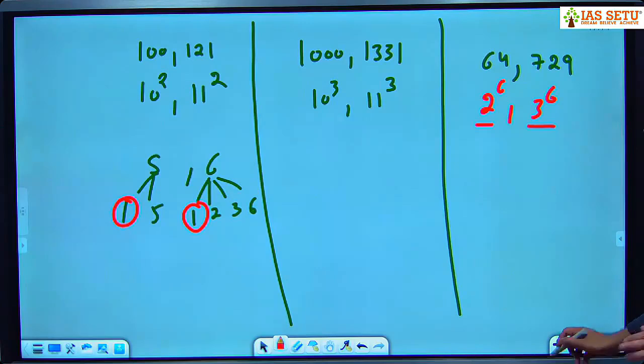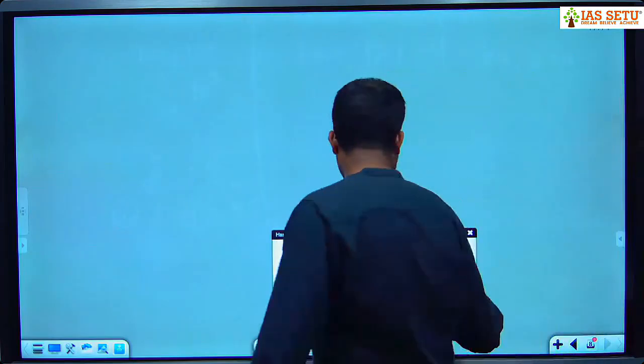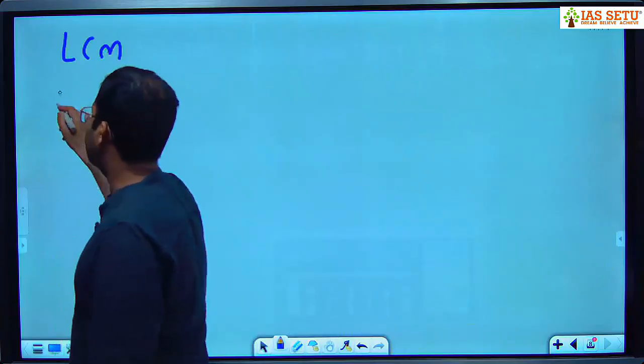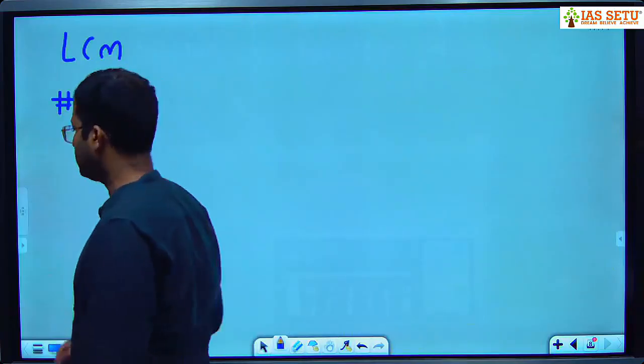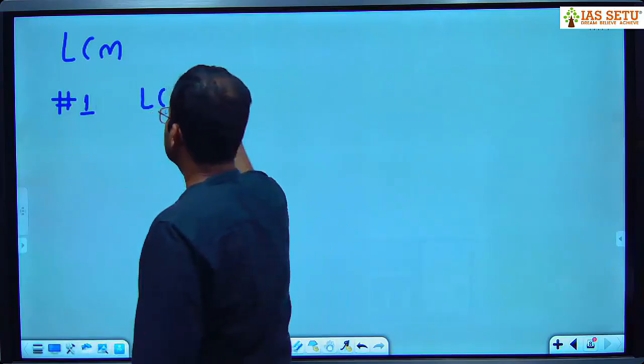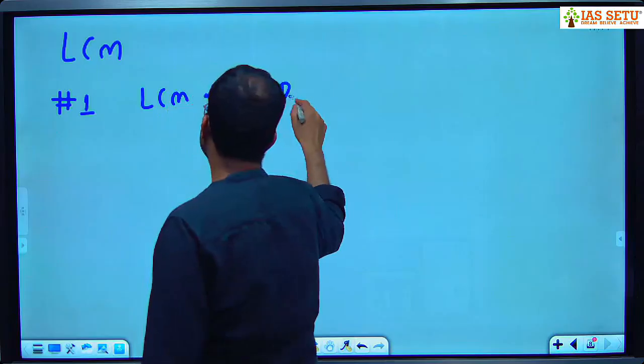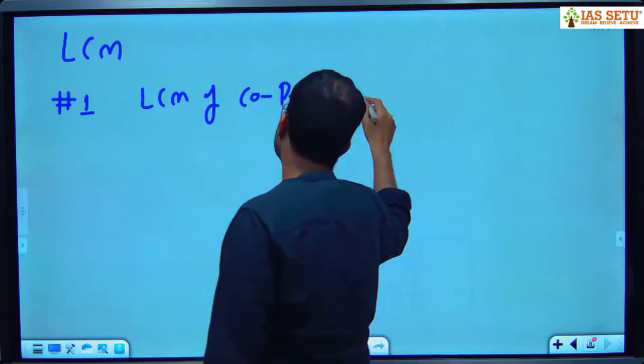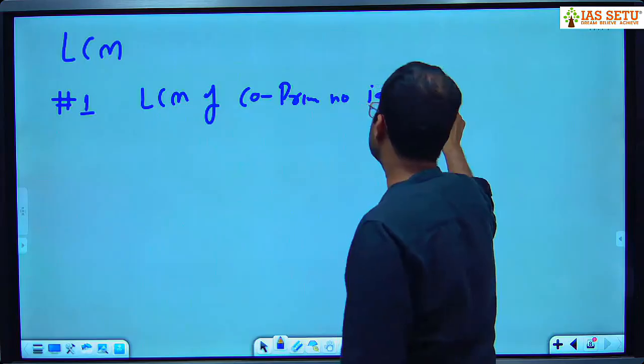Now we come to the topic. Our topic is LCM HCF. I start with LCM. I give you two properties on LCM. First property is: LCM of co-prime numbers is always their product.